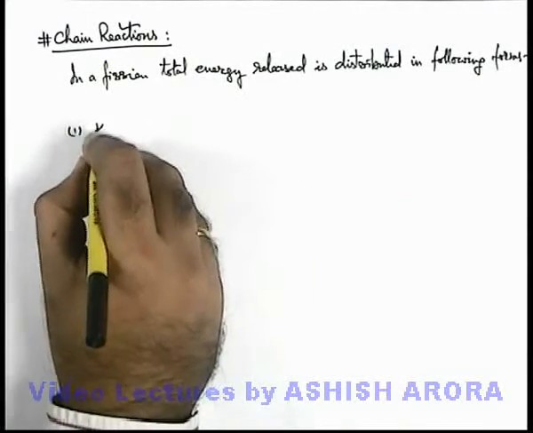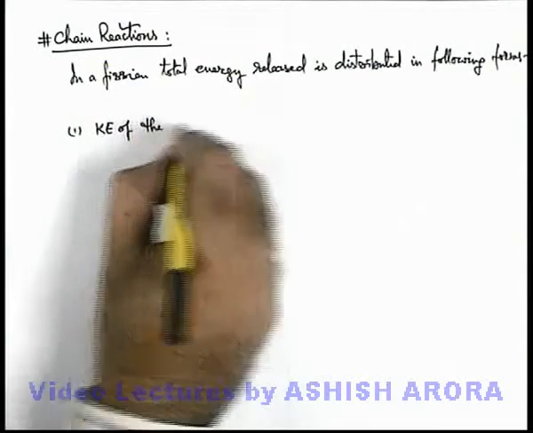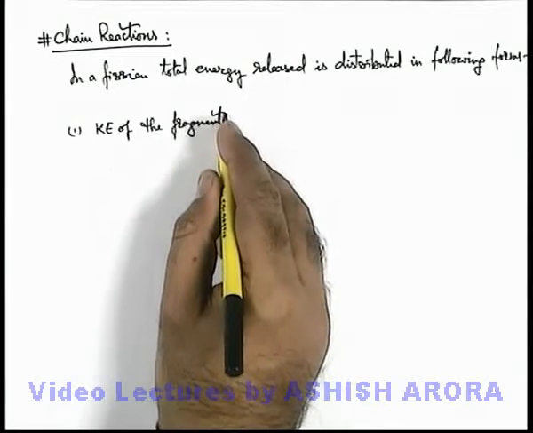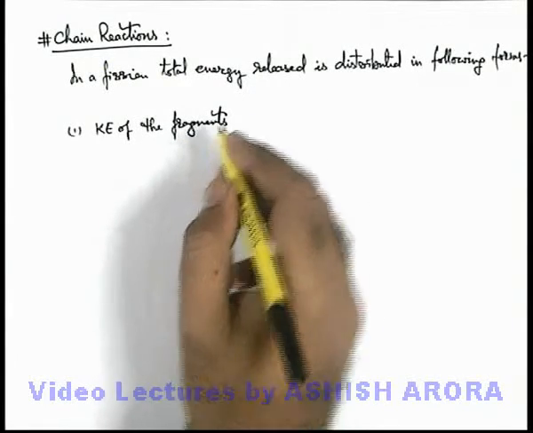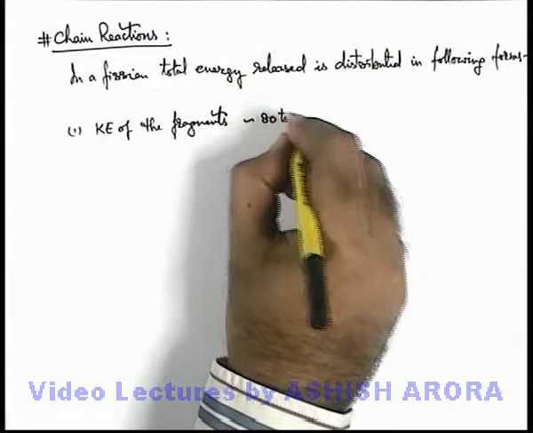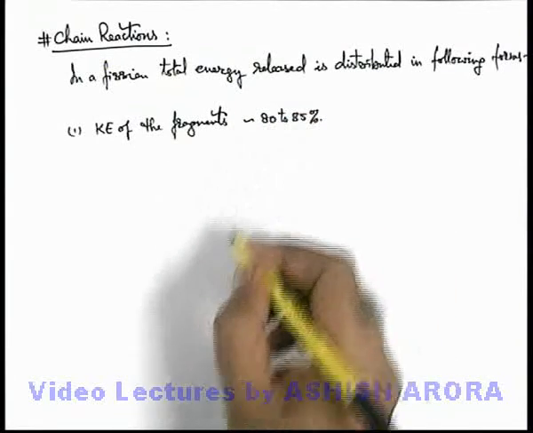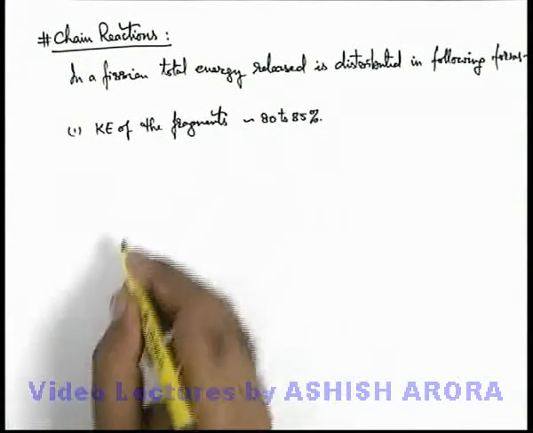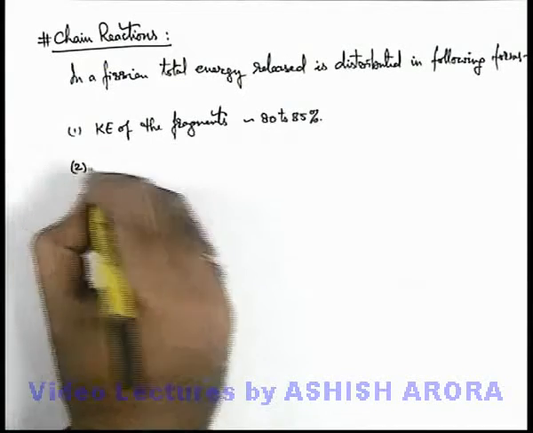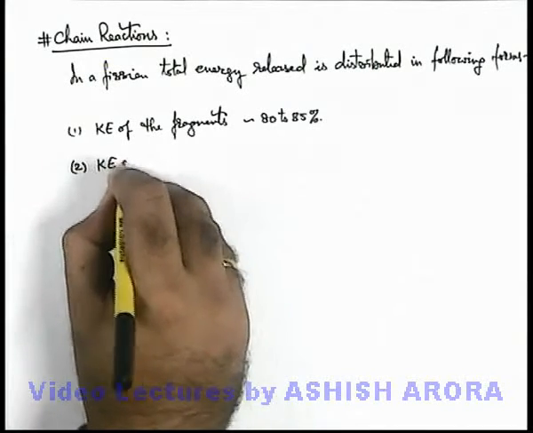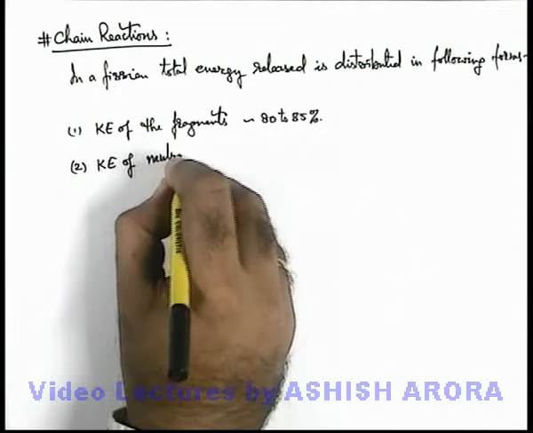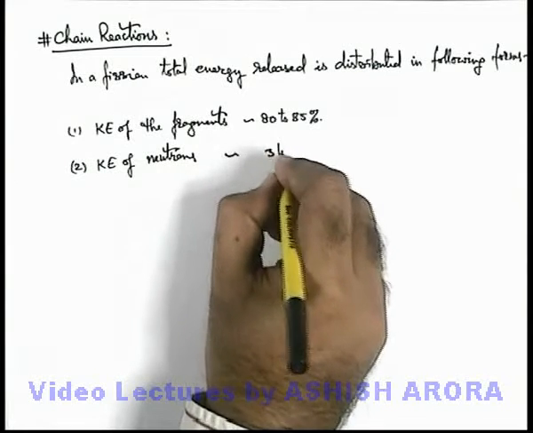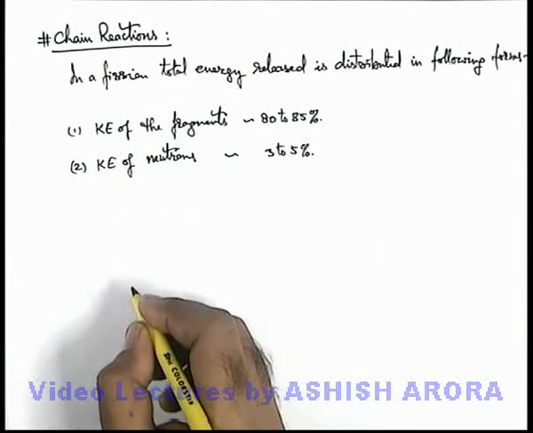The very first is kinetic energy of the fragments. The fragments which are produced after disintegration of excited nuclei in a fission reaction take approximately 80 to 85%. The total energy which is released as Q value, almost 80 to 85% is taken up by the fragments in the form of kinetic energy. The second one is kinetic energy of emitted neutrons. As neutron mass is very small, this is approximately only 3 to 5% of the total energy release.